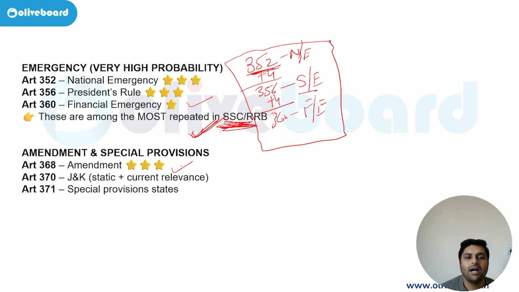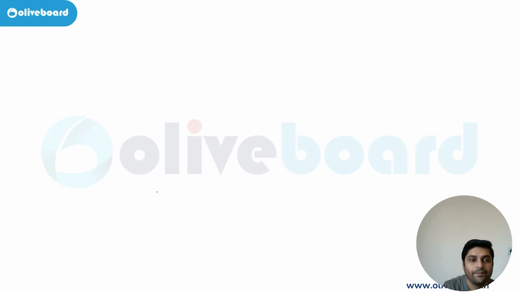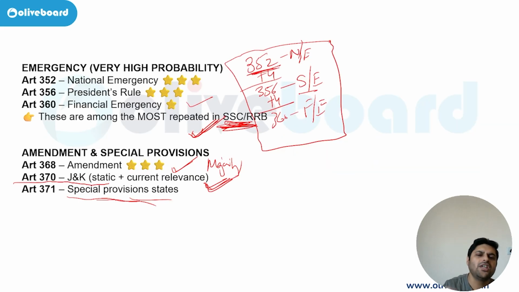Article 368, amendments to the constitution, majority, correct? 370. I hope we don't forget Article 370, correct? There is a movie also, Article 370, and Article 371, special provision for states. So these were some of the most important articles of the constitution, the structure of the constitution.